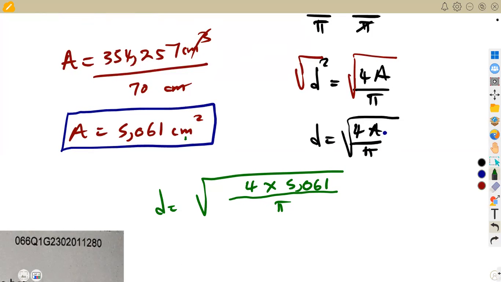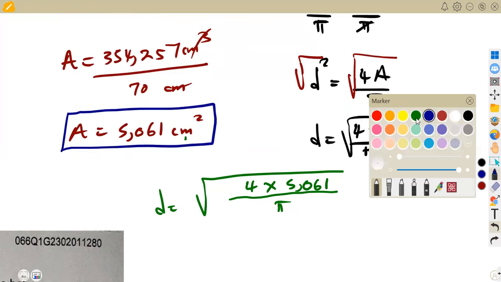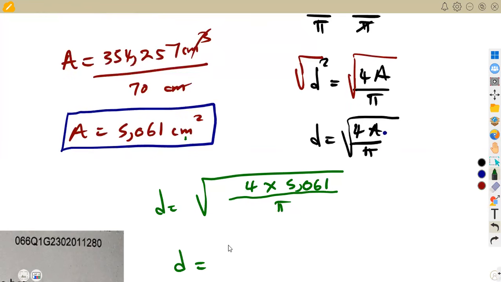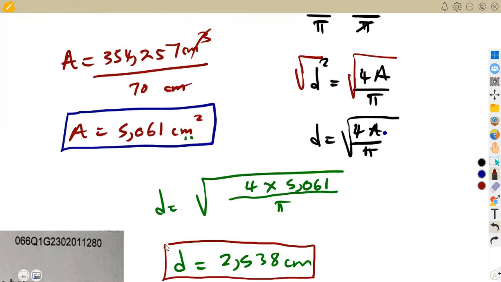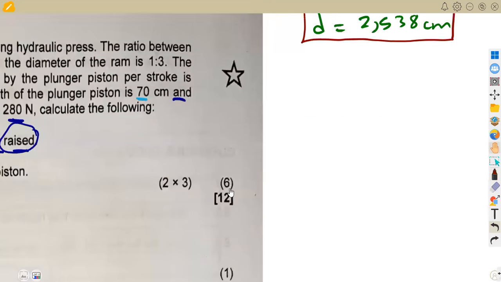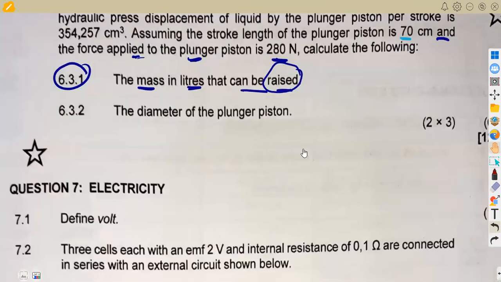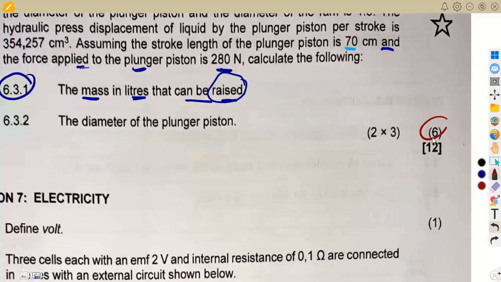So our diameter is going to be what? All right, sorry for that. Let me just change here. All right, so our diameter is going to be given as a decimal, which is 2.538, and centimeters there on our units. So that is the diameter. If you used meters, your answer is going to be in meters. If you used millimeters, your answer is going to be in millimeters. That is the case. All right, so that was it here, the diameter of the plunger piston, 6 marks for everything, then 12 marks here.